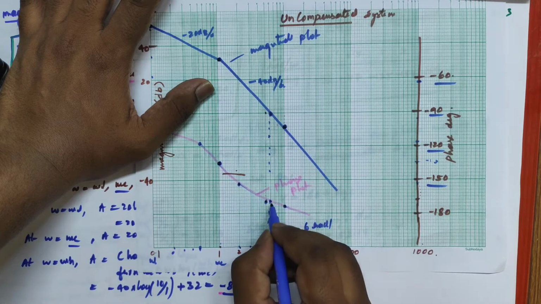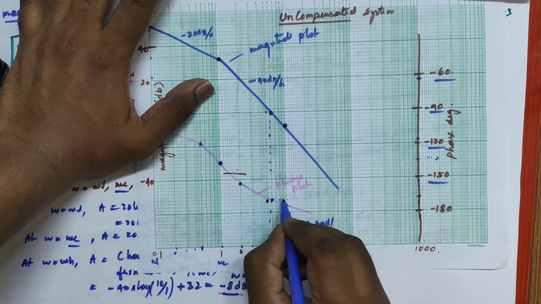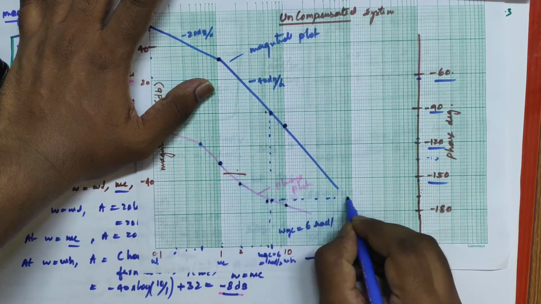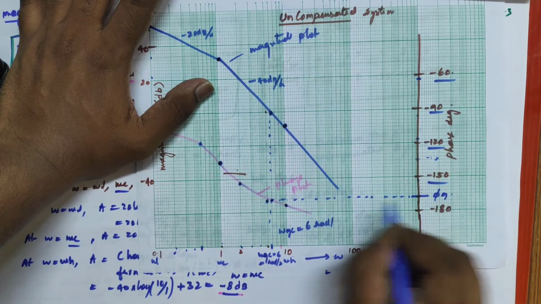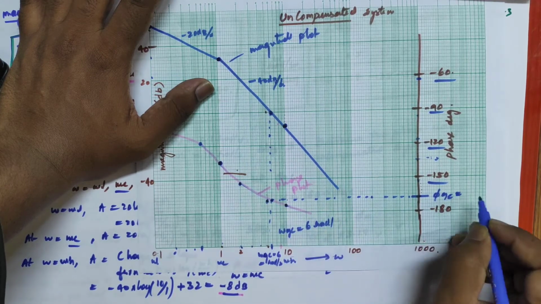At that gain crossover frequency, what is the phase? So I obtain the phase at this gain crossover frequency.